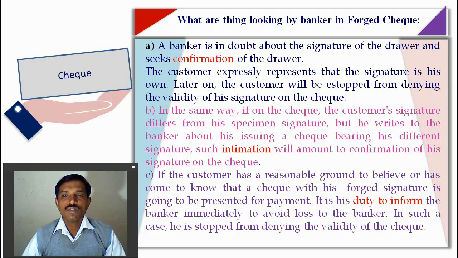In the same way, if on the check the customer's signature differs from the specimen signature, but he writes to the banker about his issuing a check bearing a different signature, such intimation will amount to confirmation of the signature on the check. Sometimes by mistake the customer's signature makes a difference between the previous specimen signature and this signature. In the case of confirmation, the intimation of the customer, the bank cannot be liable for the fraud check. The bank can pay the check to the third party.